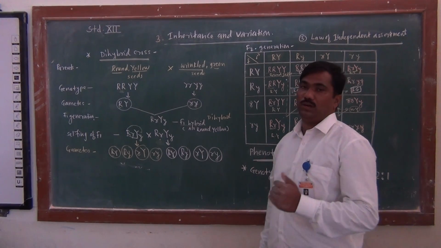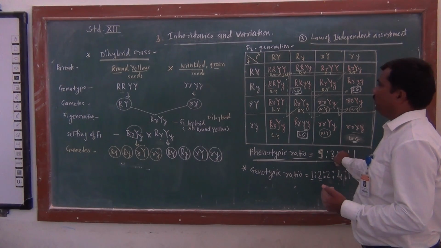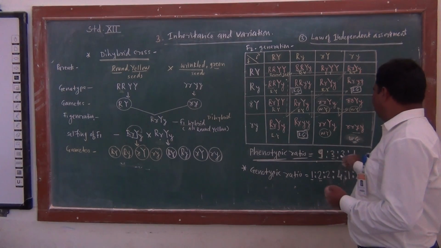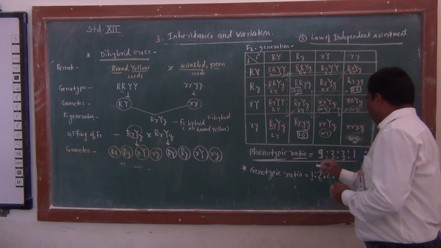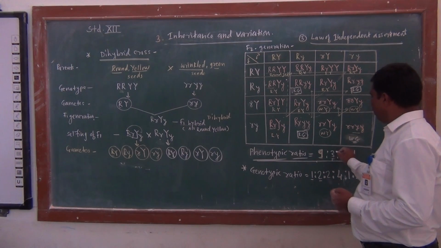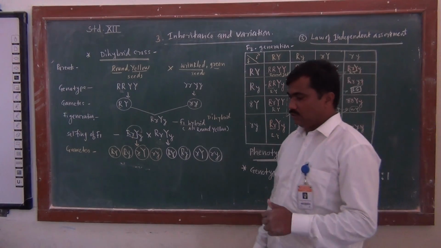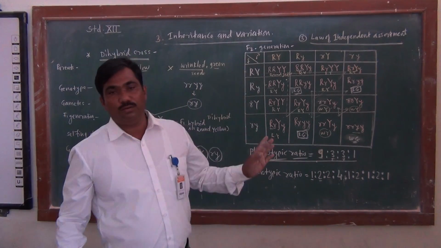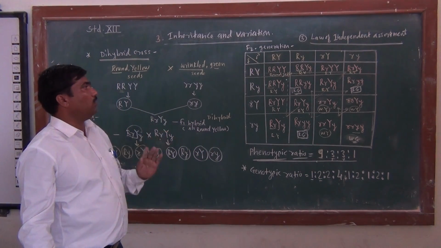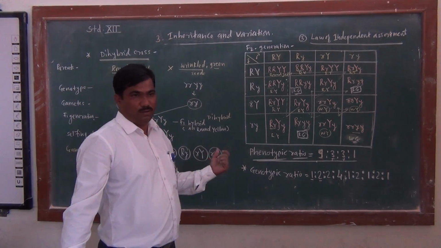the rounded seed with yellow color. The three individuals show the rounded seeds with the green color. Three individuals are wrinkled seeds with the yellow color. So these two new combinations are formed due to the independent assortment of the alleles. So the third law, the law of independent assortment, was explained by using this dihybrid cross.